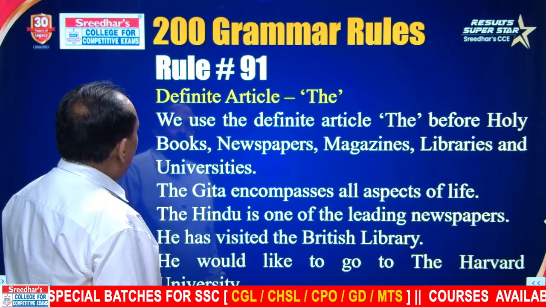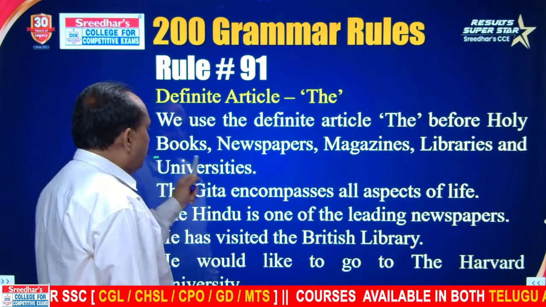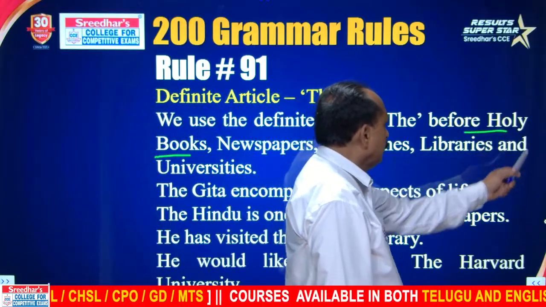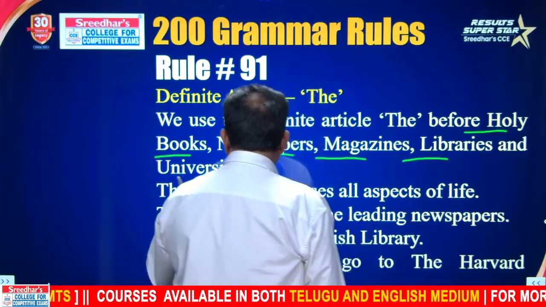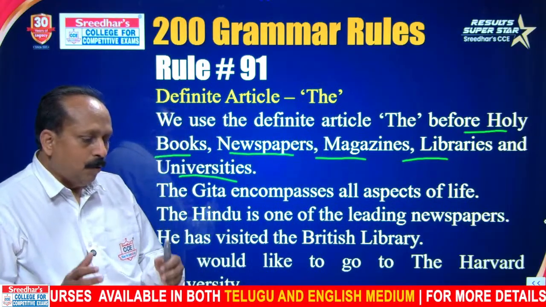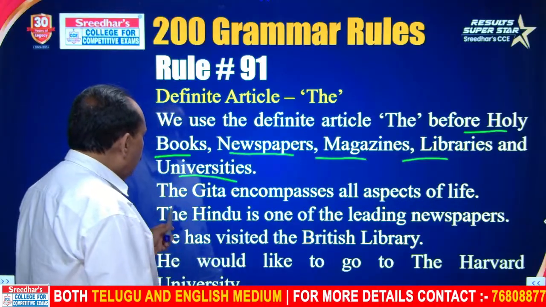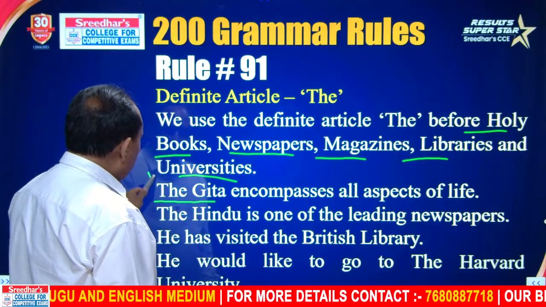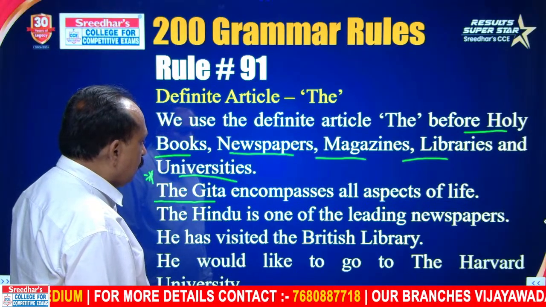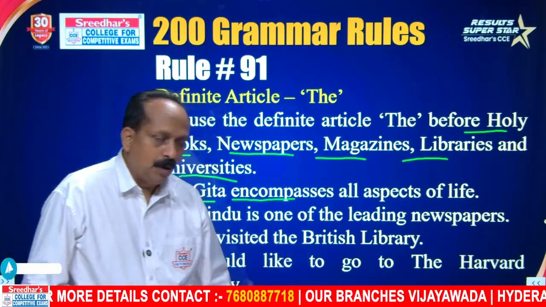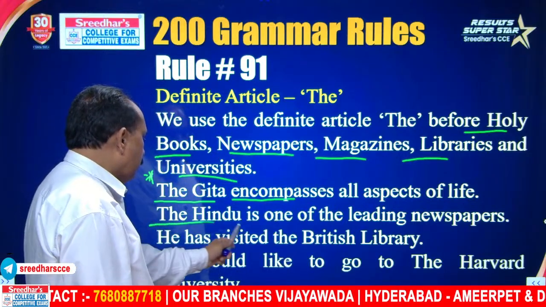Rule number 91. We use the definite article the before holy books. They have given this many a time. Newspapers, magazines, libraries, universities. This is all one group related to education and information. The Gita, they have given many a time. The Gita encompasses all aspects of life. Encompass means to cover. The Hindu is one of the leading newspapers.